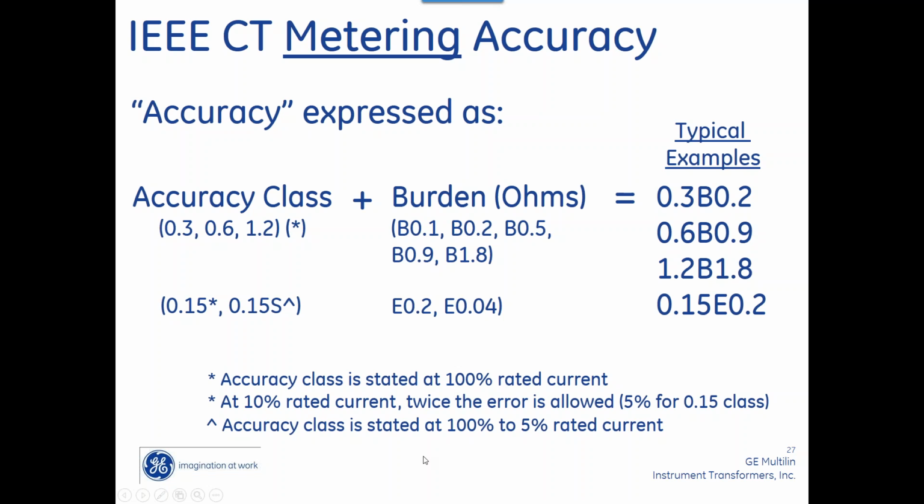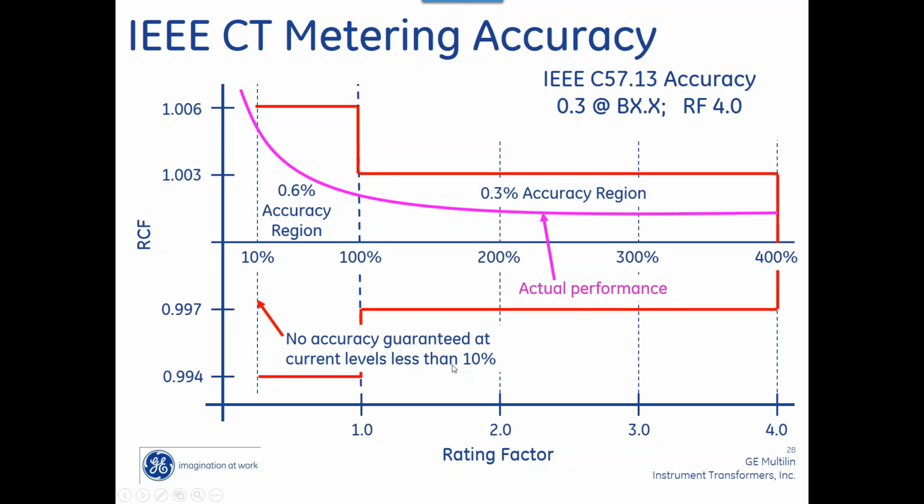And everything's stated at 100% current. At 10% rated current, we get twice the error, which I'll show you right now. One thing that's interesting is you have a CT that's 0.3. Well, if I've got a meter application and I size it to 100%, what happens if I'm less than 100%? By the IEEE standard, I'm allowed to have that accuracy at 0.6. So on metering applications, the first thing I do is get a revenue grade meter, but I'm only operating it at 50% current. And all of a sudden, I'm not even that accurate.